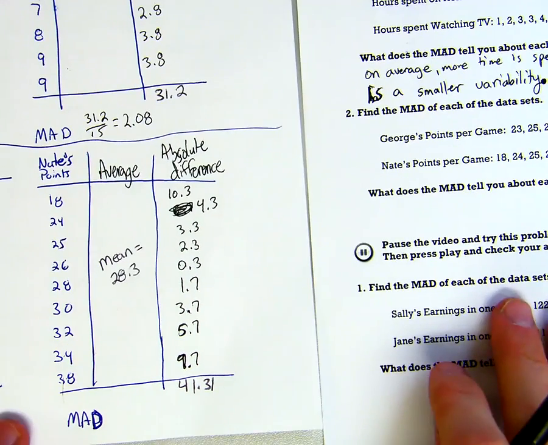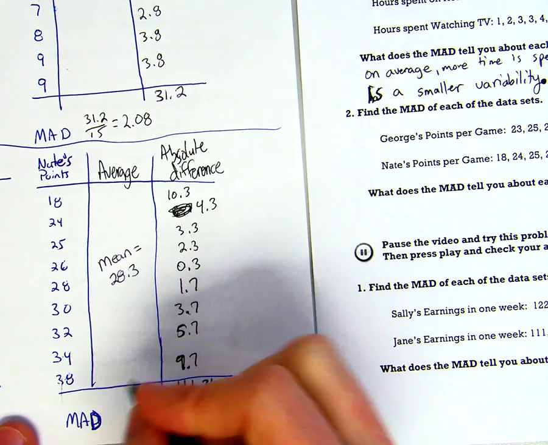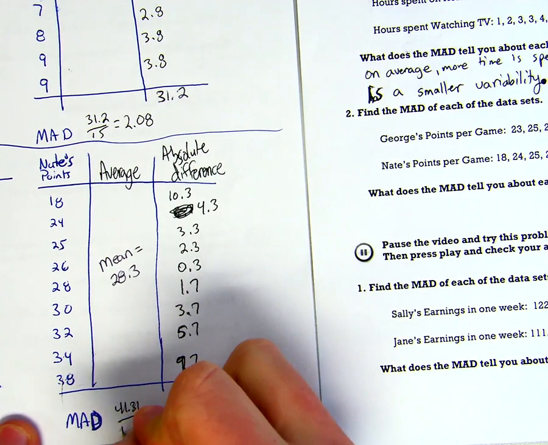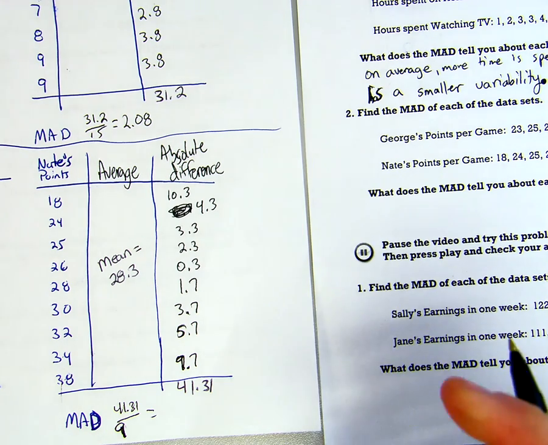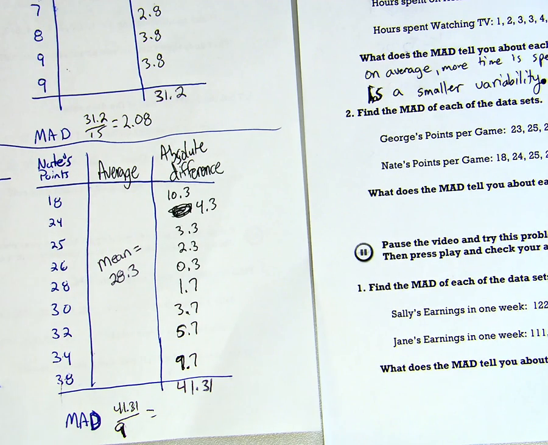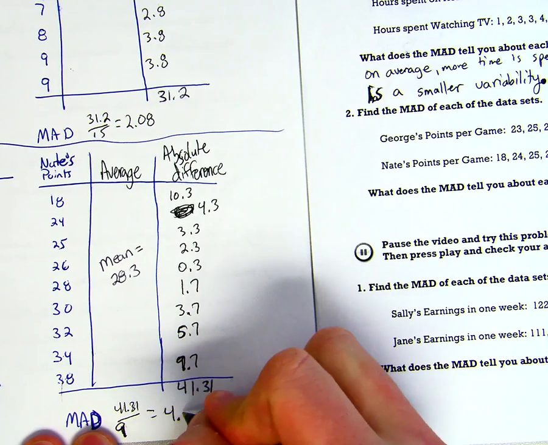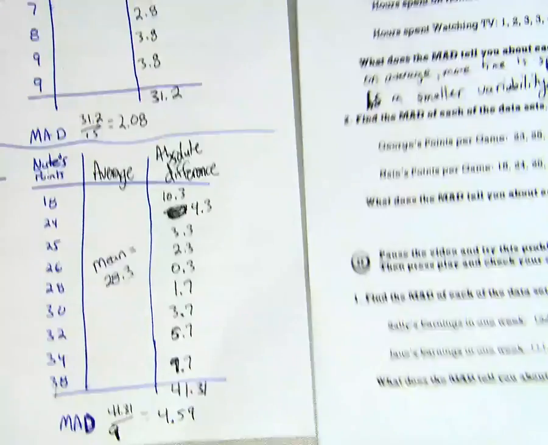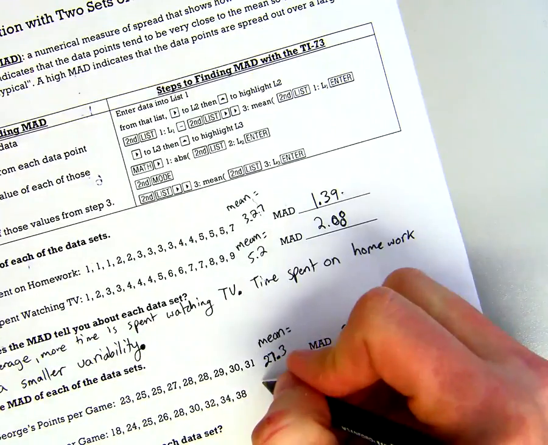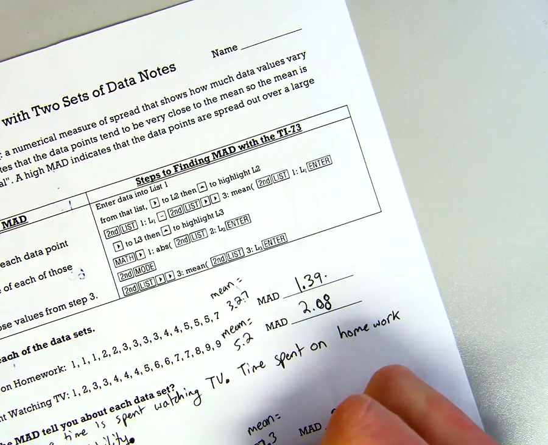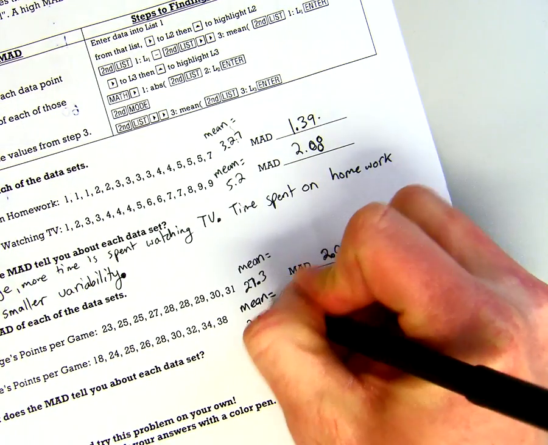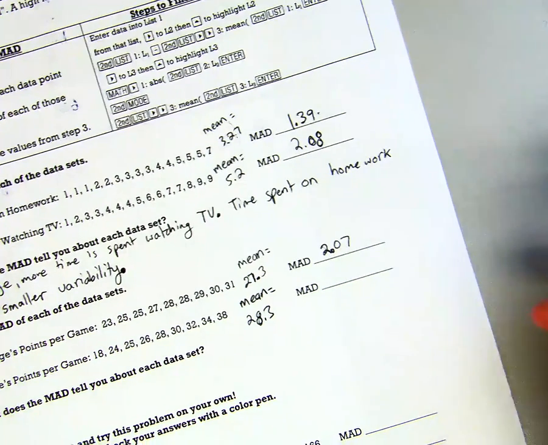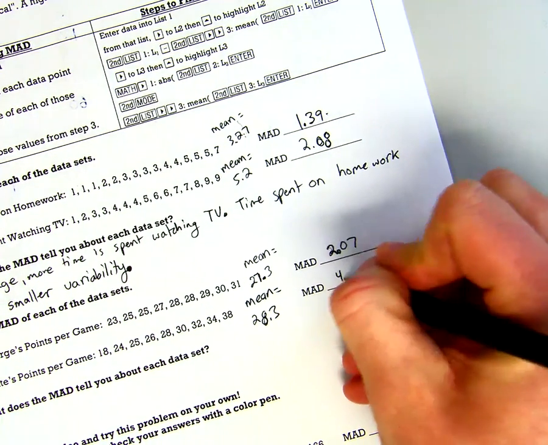So I'm going to go ahead and use that total to find the mean absolute deviation. So 41.31 divided by my 9. Get an answer of 4.59. So I'm going to go ahead and include that then, my totals here. So my average we said was 28.3, and then my mean absolute deviation 4.59.